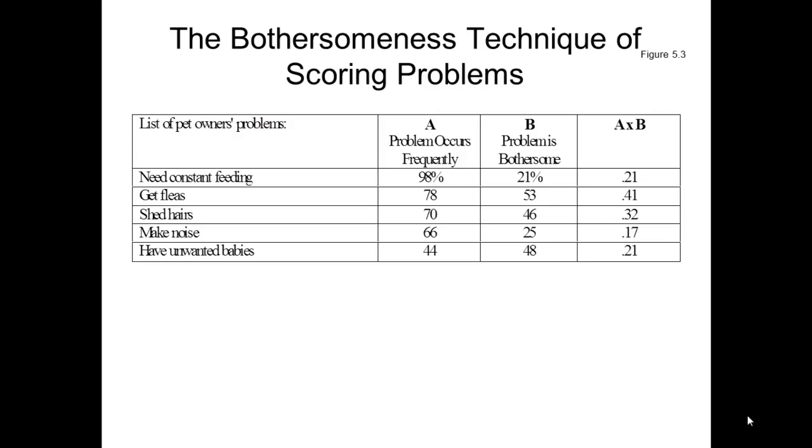Here's something about pet owners. It's called the bothersomeness technique of scoring problems, and they rate them. Category A is problem occurs frequently. Category B is problems that are just bothersome, or a little bit of both, A and B. So some of the categories that they put: a pet needs to be fed constantly, or the pet could get fleas. How much of a problem is that? And they score that. So this type of example could be used for other types of problems also.